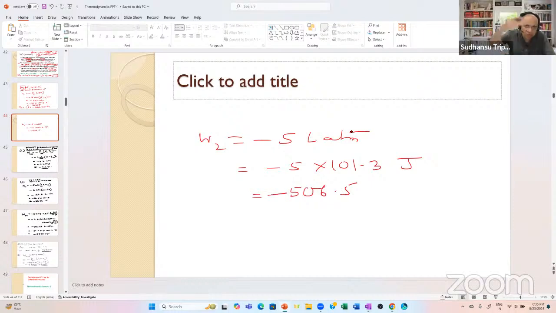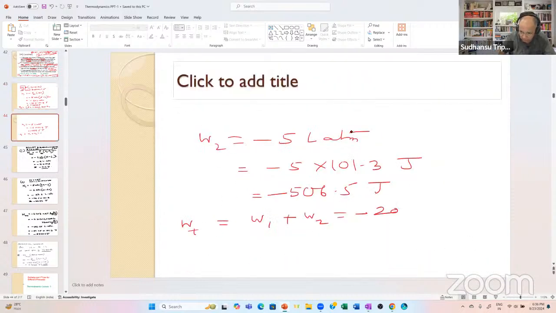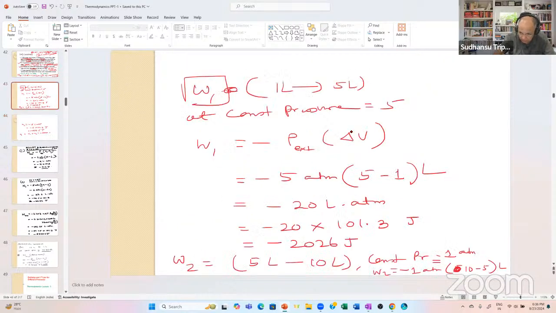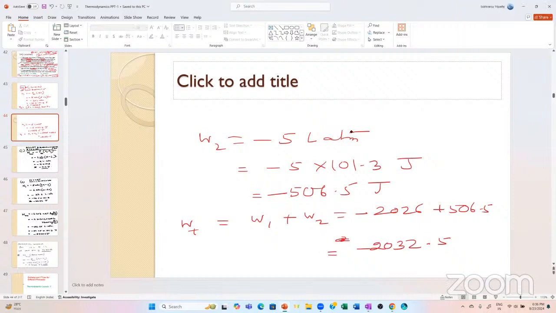All are negative work. Expansion work, according to our convention, is negative. Compression work is positive because work done on the system is positive. Expansion, the work done by the system, is negative. So the total is W1 plus W2, which is minus 2026 plus minus 506.5, giving minus 2532.5.